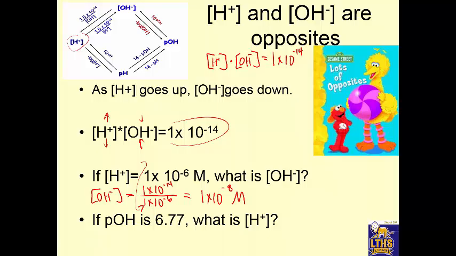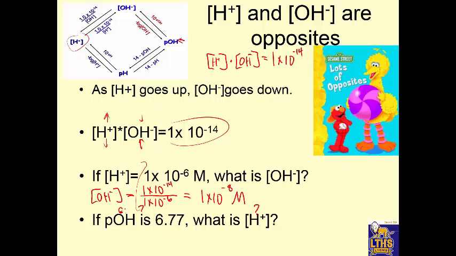Okay, next question. If I already know the pOH is 6.77, I want to find the H plus. So I'm looking for H plus, and I know given pOH. So I got this one. What am I trying to find? I'm trying to find H plus. So I have to go up and around, or I have to go down and over. This time I'm going to go down and over.